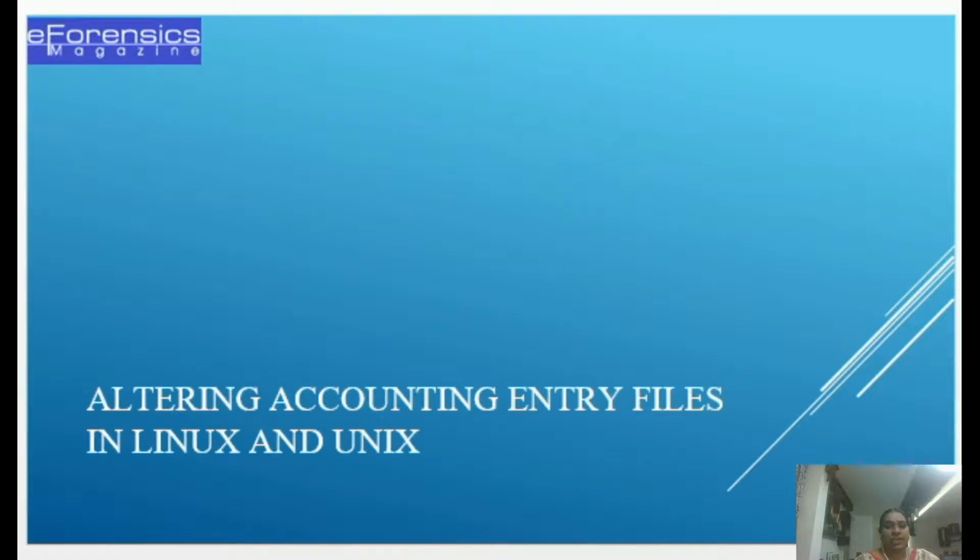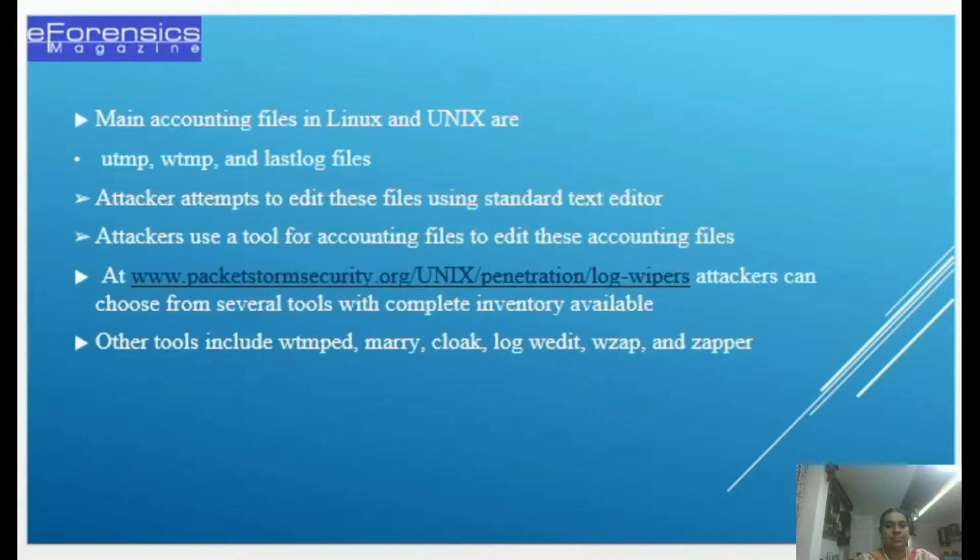Altering accounting files in Linux and Unix. The main accounting files in Linux and Unix are the UTMP, WTMP and lastlog files. UTMP, WTMP and lastlog files are written in a special binary format. UTMP and WTMP files are stored as so-called UTMP structures. Lastlog is stored in a variety of different ways on different Linux and Unix machines.